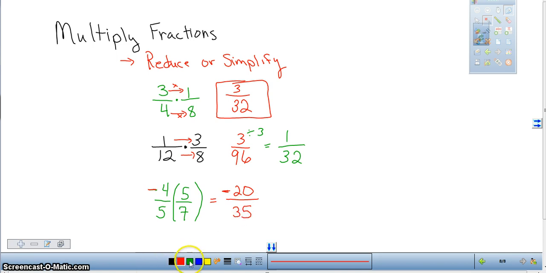And then you have to ask yourself, can I reduce? Can I simplify? Yes, you can, because this one is a 0 and this one is a 5. When you have 0 and 5, you can divide by 5. So 20 divided by 5 is 4, but it's going to be negative because one negative means negative, and 35 divided by 5 is 7. So my answer is negative 4 over 7.